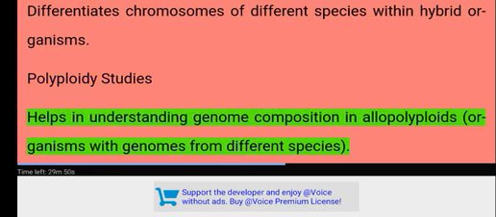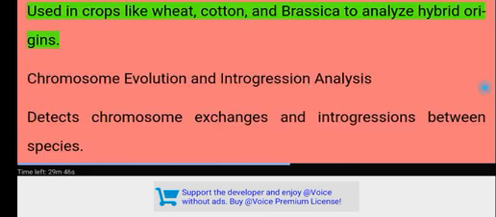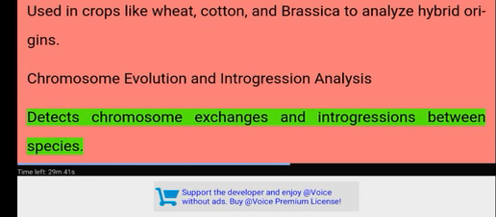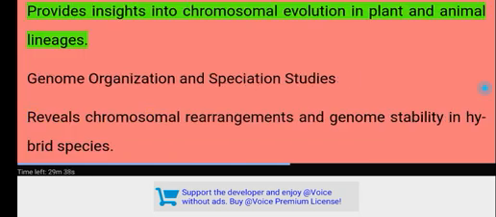Polyploidy studies. Helps in understanding genome composition in allopolyploids, organisms with genomes from different species. Used in crops like wheat, cotton, and brassica to analyze hybrid origins. Chromosome evolution and introgression analysis. Detects chromosome exchanges and introgressions between species. Provides insights into chromosomal evolution in plant and animal lineages.